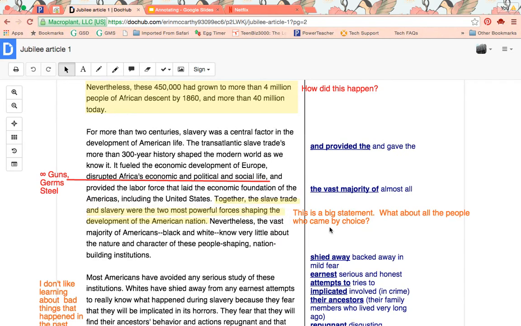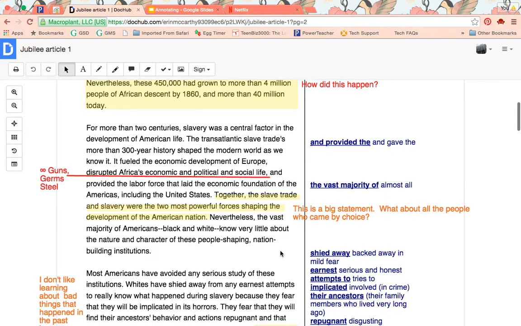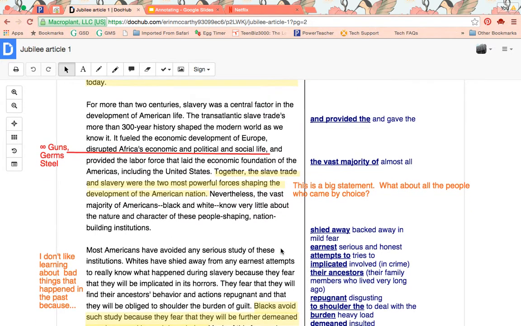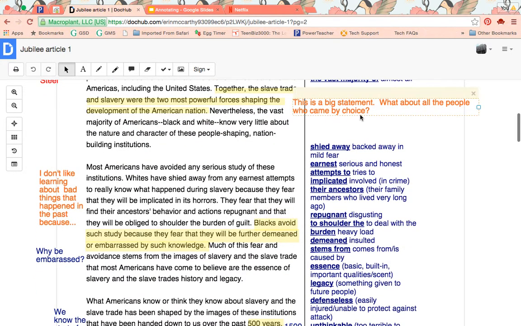That's a big statement. Aren't there other things that built our country that were equally as important, like people who came here by choice, like immigrants, the wars we fought, things like that? So it's okay to disagree with the article because they're making a very powerful statement there. And that's not always easy to do. It took me till about the fourth time reading this before I thought, oh, maybe that's something I should comment on.